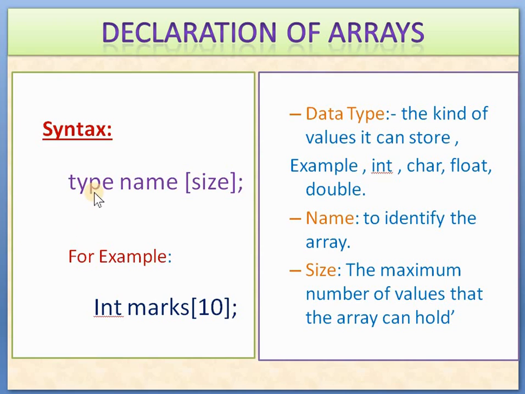Look at the syntax of an array: type, name, size. Type means data type, name means the array name, and size. Data type means the kind of values it can store, for example int, char, float, double, etc. Name is used to identify the array. And what does size mean? Size means the maximum number of values that the array can hold. You can see this example: int is the data type, marks is the array name, and 10 is the size of the array.